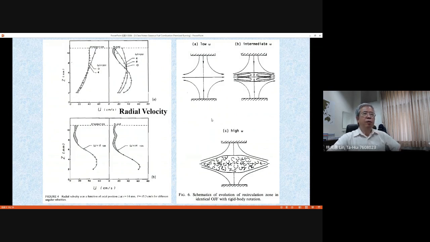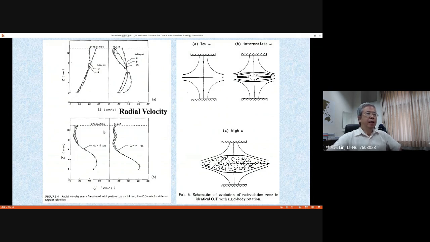I will upload this paper and you can download it to see the flow structures you can observe. But I just try to explain it, and you can see the flow pattern variation from this. This is a schematic diagram, but I want to show you additionally from the velocity measurement.